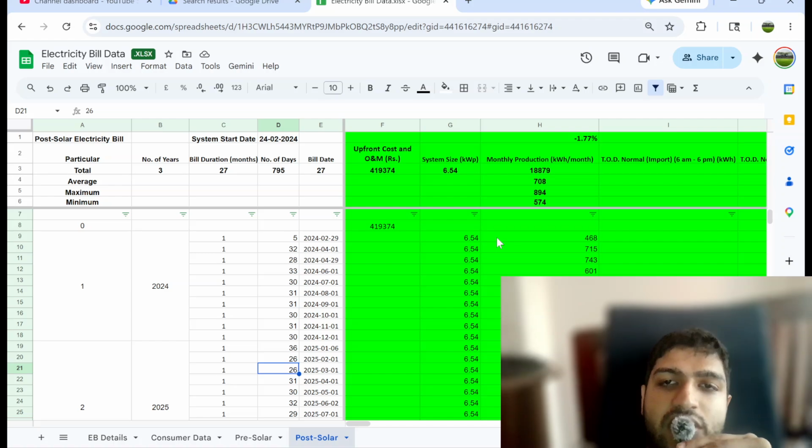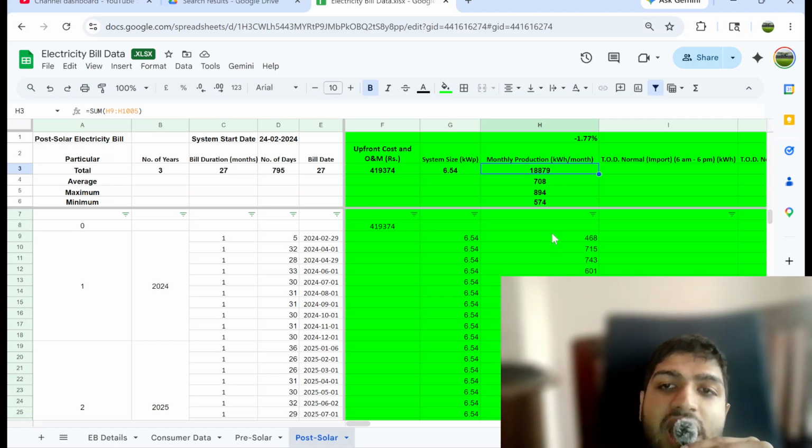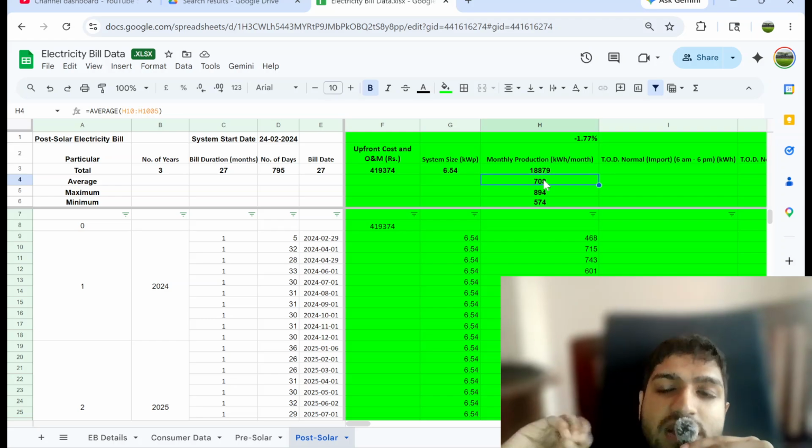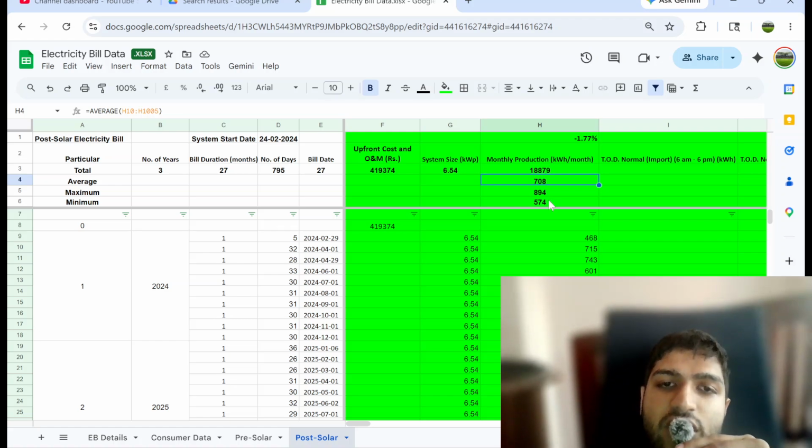as of April 30th, 2026, I have had a total production of 18 megawatt hours. That is an average of 708 units per month. It has gone to a maximum of 894 and a minimum of 574.